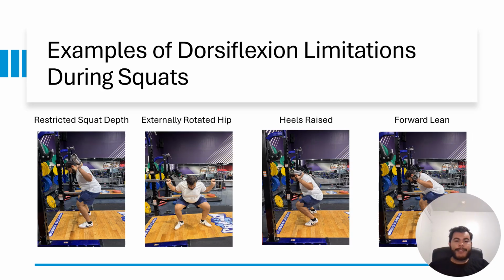Here are some examples of squatting with dorsiflexion limitations. We have here on the left first is restricted squat depth. We can see that the person does not squat all the way down. Second is externally rotated hips. Third, the heels raised. And lastly, excessive forward lean of the torso.